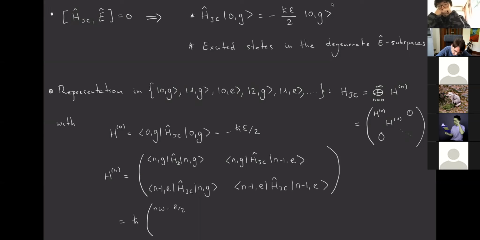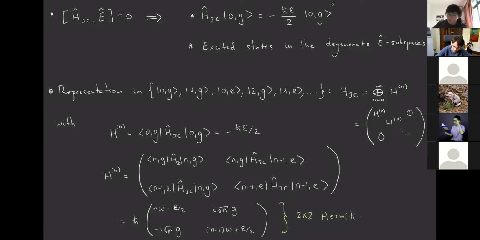This is an epsilon. Then we get here (n minus 1) omega plus epsilon over 2, and then i square root of n g, minus i square root of n g. So this is a very simple matrix because it's just a 2 by 2 matrix and it is Hermitian. Okay. And therefore we know how to diagonalize it.